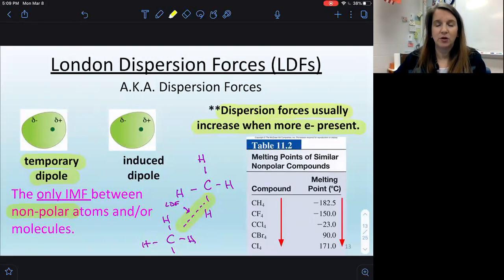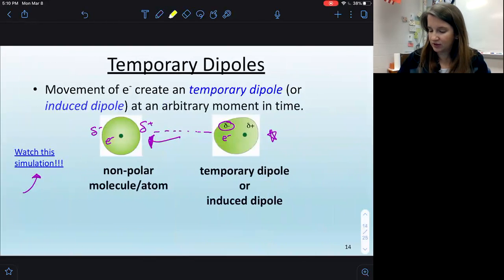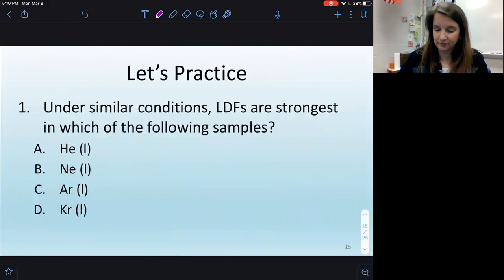They're strongest when more electrons are present because, like I was saying, electrons are constantly moving. So if these electrons are moving and you have more electrons that are moving, you're able to form more of these temporary connections. And that's why the London dispersion forces are stronger when there's more electrons present. So let's go back to this question now.